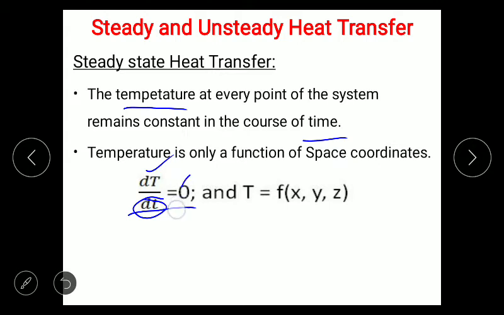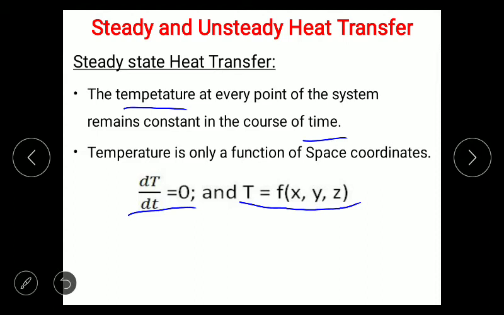If there is no change at all in temperature with respect to time, then such a process is called steady state heat transfer. Then the temperature now only becomes a function of space variables. T is a function of x, y and z. Temperature is a function of x, y, z space variables. It no longer depends on the time.